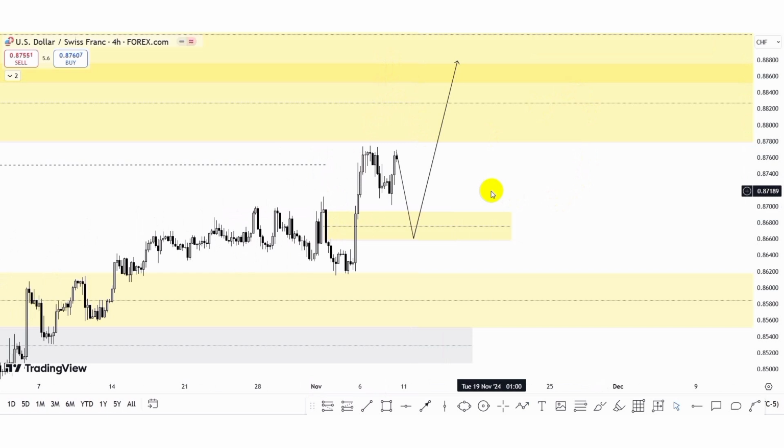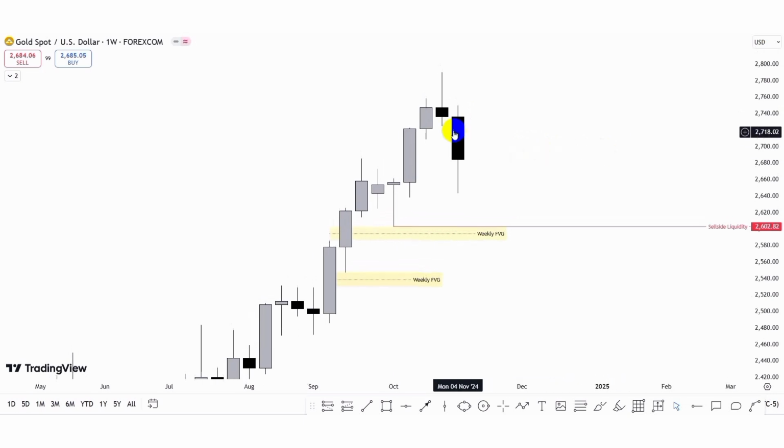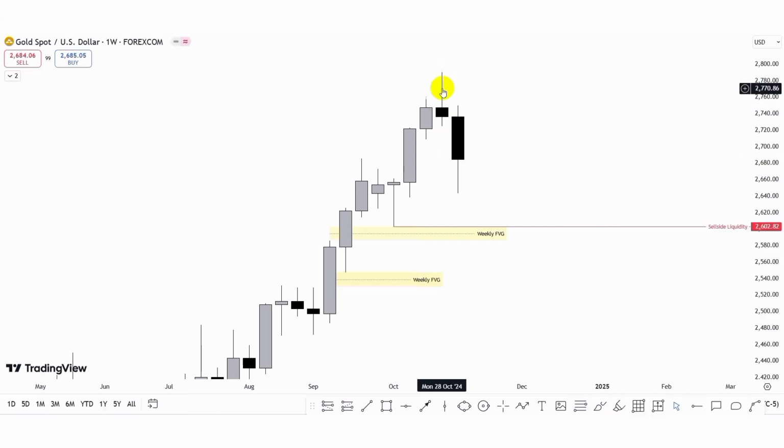So let's check out the gold pair. This is gold and this is the weekly time frame. Last week, I projected to see more bearish move of price to the downside when I identified this rejection candle. I saw the fair value gap and wanted to see price fill up this fair value gap. So we can see that we have this sell side liquidity and then we have this weekly fair value gap. So price is being drawn to the sell side liquidity because we have this price imbalance.